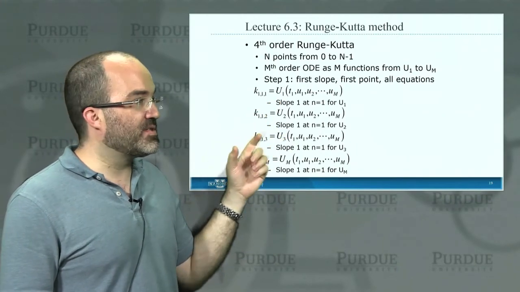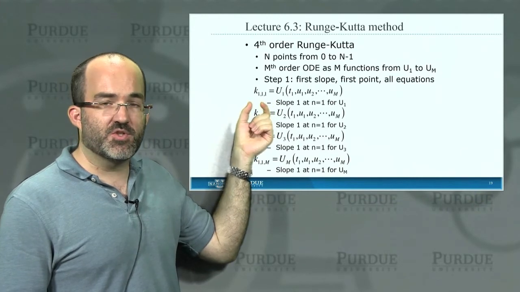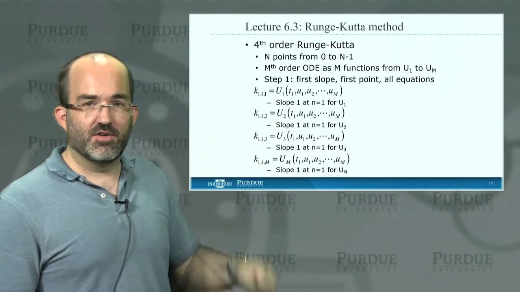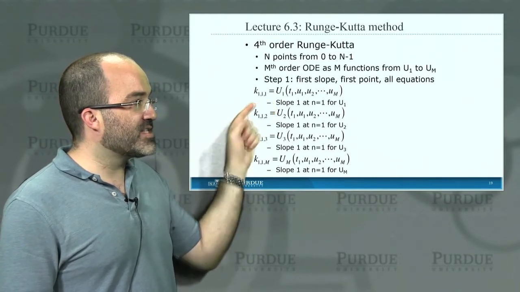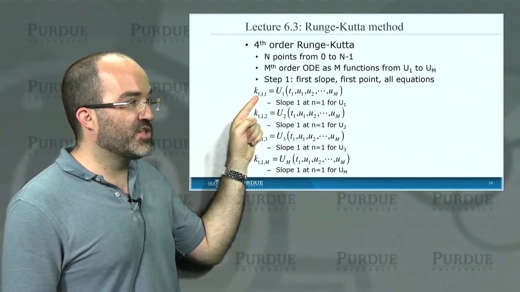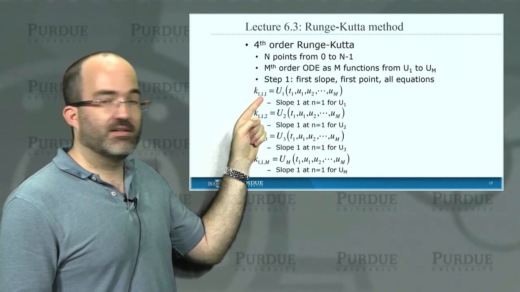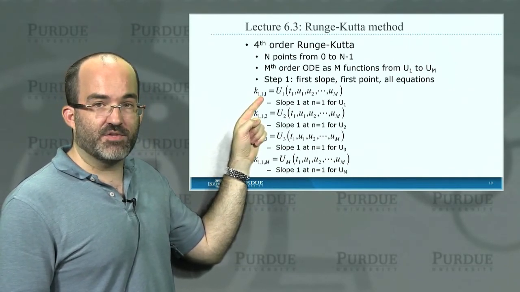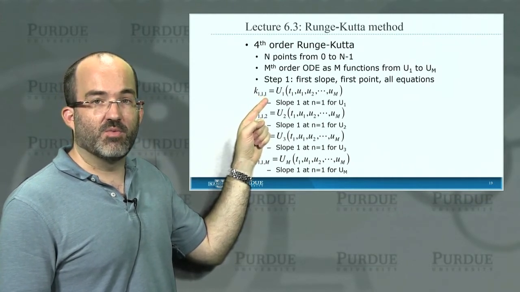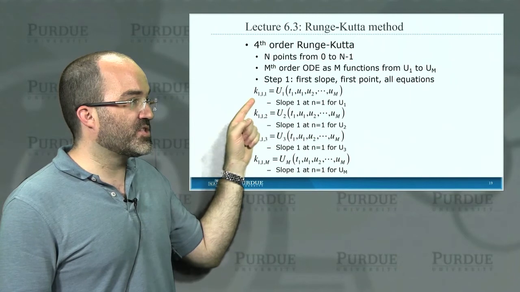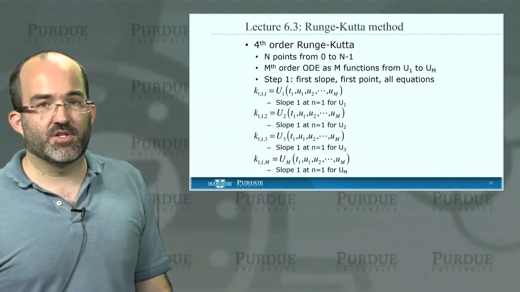And the subscripts are going to be very, very important here, to keep them straight, especially when you start coding this in your semester projects. So the subscripts are critical. In this case, the first subscript refers to the slope number. This is slope number 1 at n equals 1. This is the first point for equation u sub 1. That's the third subscript. So the slope, the number that you're at, and the equation that you're trying to solve.